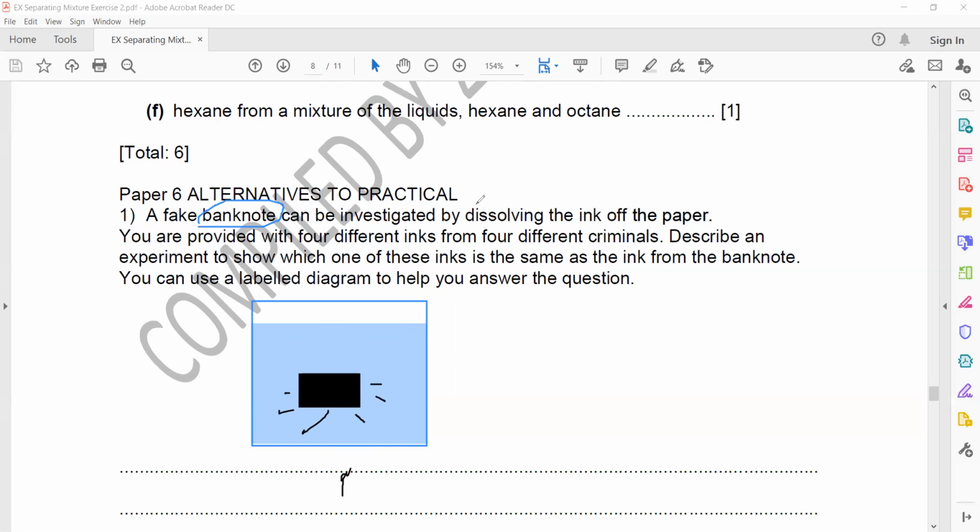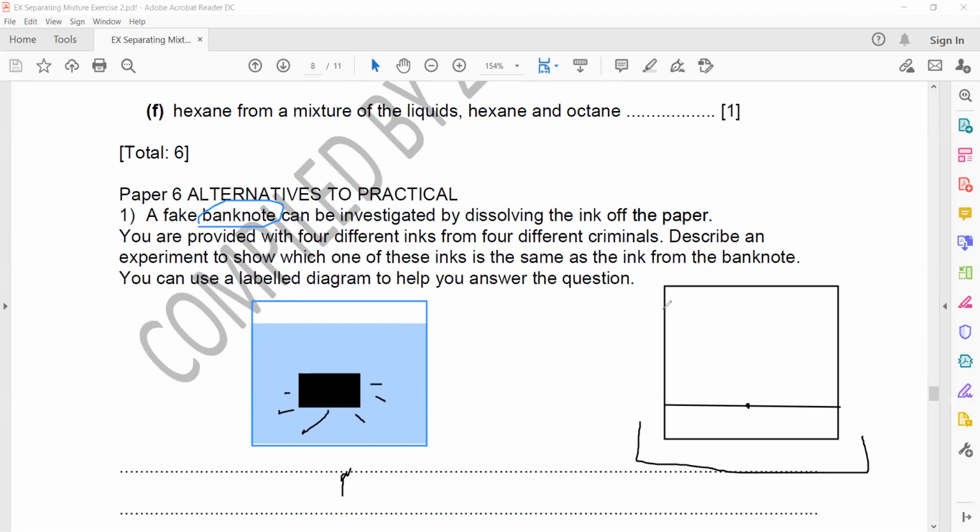Then use a chromatography. So using a chromatography, what we can do, we can place a sample, use a suitable solvent so that the ink will rise, and measure the RF value. And after measuring the RF value, we'll compare with different inks from different criminals.